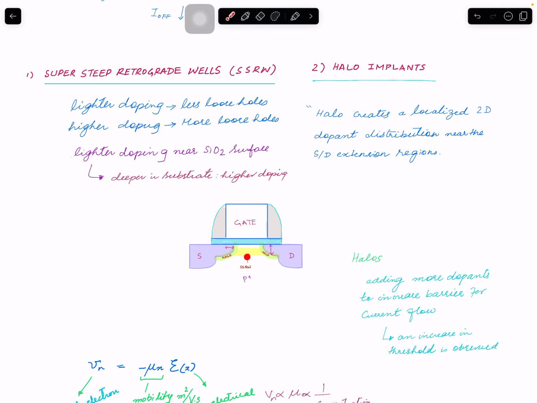The yellow thing I'm going to explain is called super steep retrograde wells. Yeah, a tricky name, but it's not that complicated. I'll show you. And the other one is the halo implants. Okay, what are these two? So I explain on this side retrograde wells, this side halo implants. Okay, so let me first explain this factor, retrograde wells.